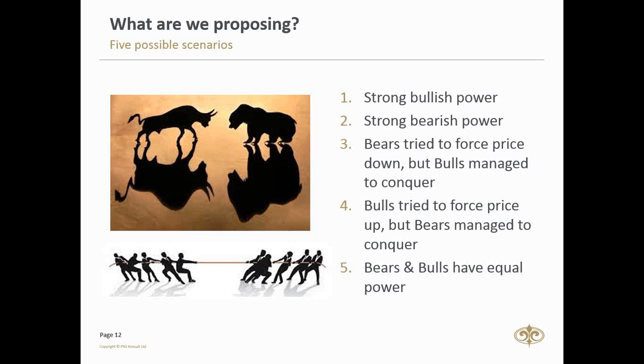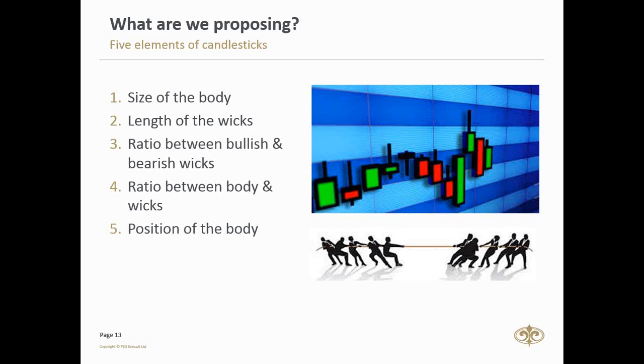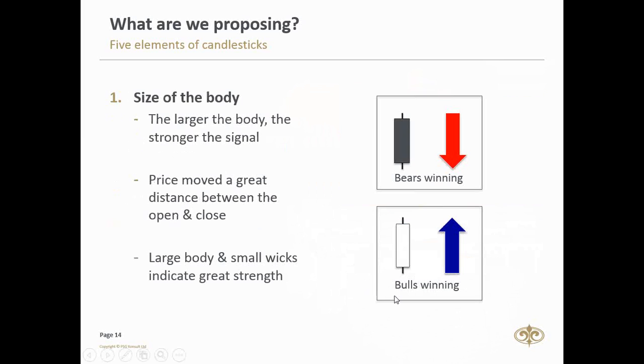To go one step further, we're talking about 5 elements of a candlestick. So we're going to go into more detail. We talk about the size of the body, the length of the wicks, the ratio between the bulls and the bears, the wicks, and the ratio between the body and the wicks. And the 5th, the position of that real body. But again, I want to highlight for you that tug of war. Okay, so let's look at the first one in more detail.